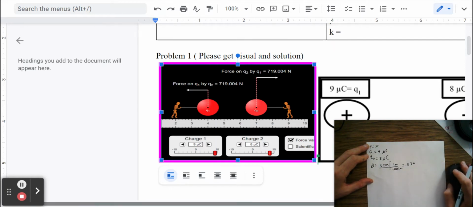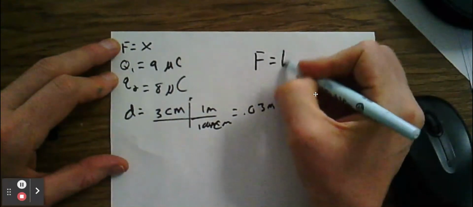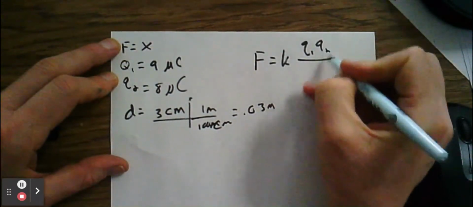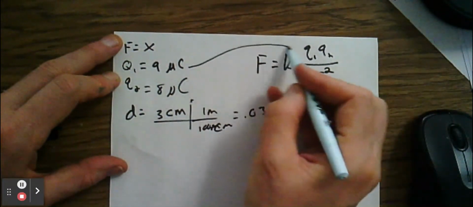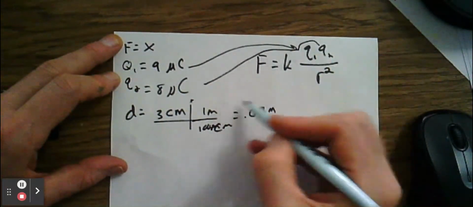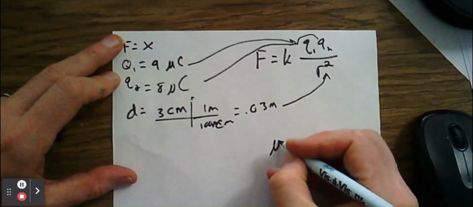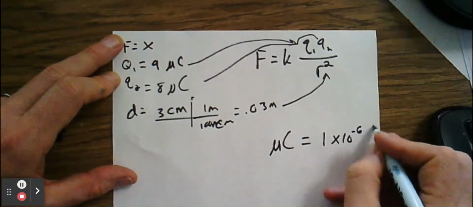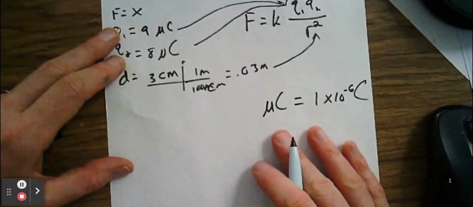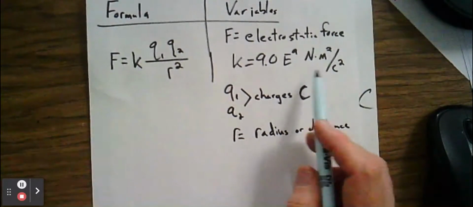All right? Now, I'm going to shift to this view, because now I can plug things in, or I'm going to put my formula down. There's my formula. This goes here, this goes there, and that goes there. And I should tell you, micro is equal to 1 times 10 to the negative 6th. I didn't write my constant down. My constant is this big number.